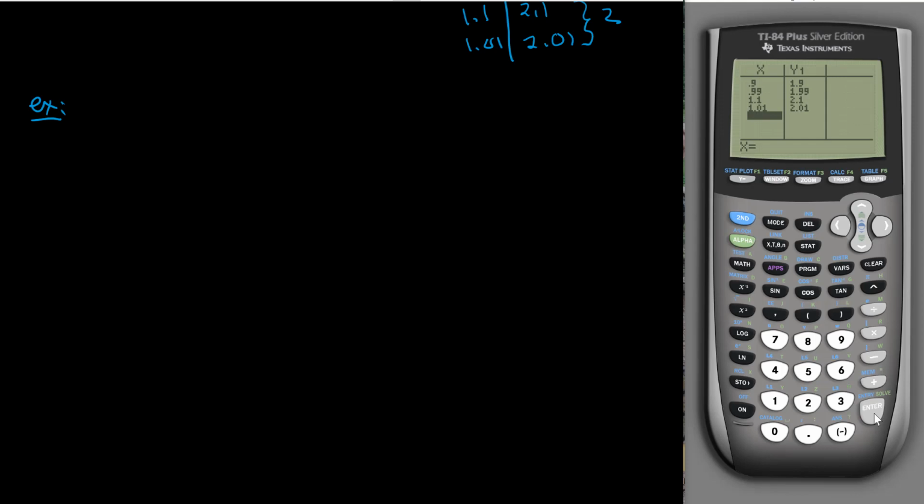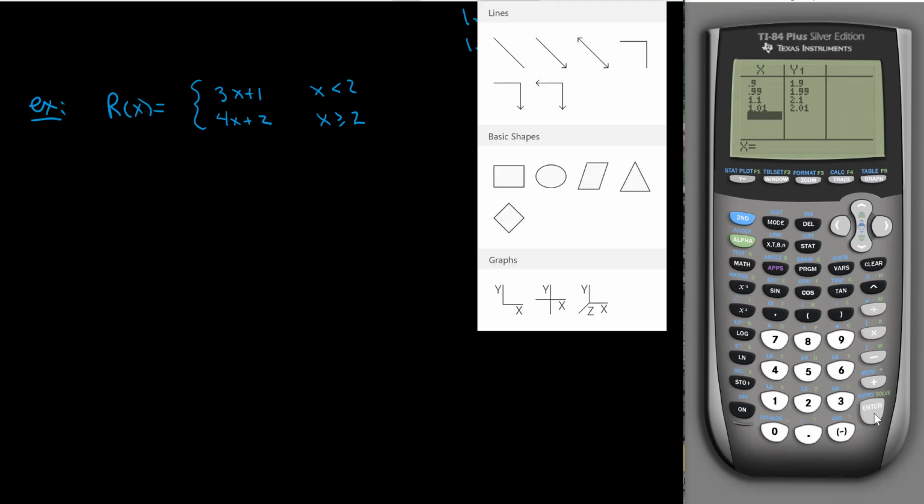Okay, let's consider a function like this. Let's say we have r of x is equal to 3x plus 1 when x is less than 2, and it's equal to 4x plus 2 if x is greater than or equal to 2. We can first graph this to get some idea of what we're dealing with.